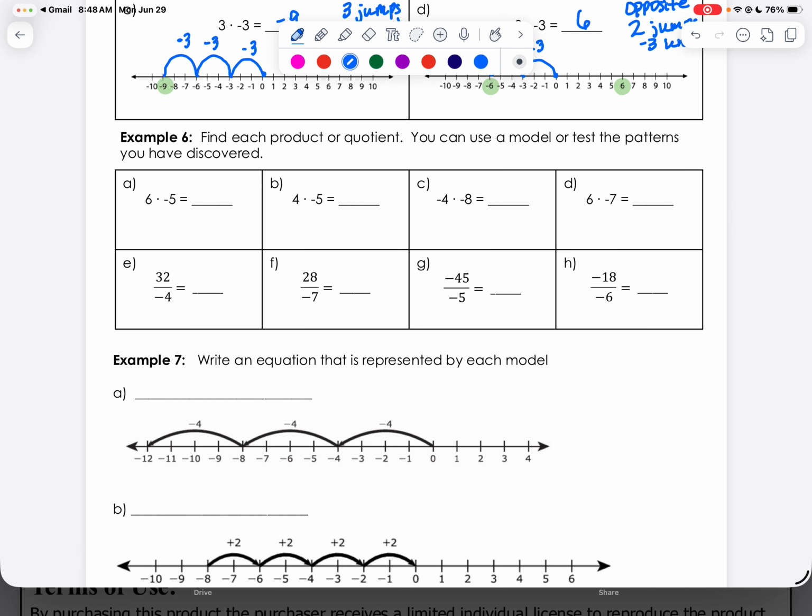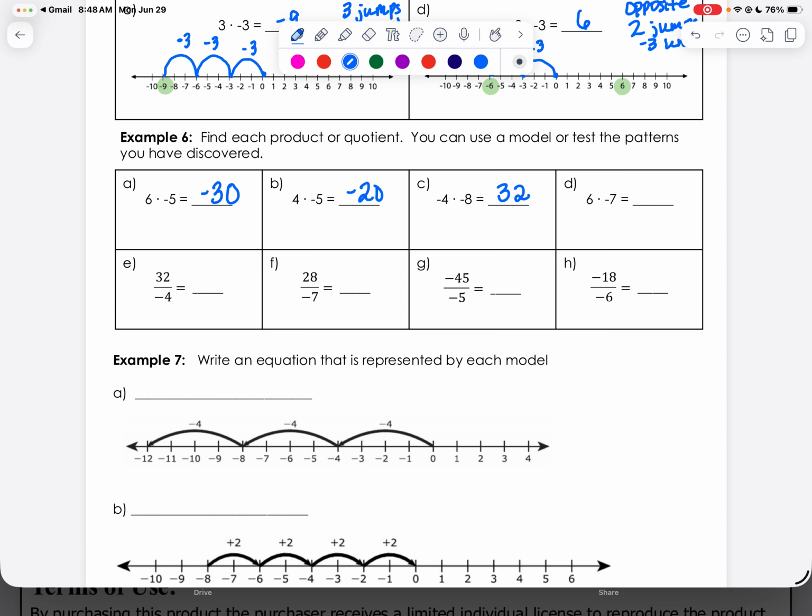All right, welcome back. Let's see how you did. On problem A, the signs were different, so my product was negative 30. In problem B, the signs were also different, so this time my product was negative 20. In problem C, the signs are the same, so I know my answer will be positive 32.